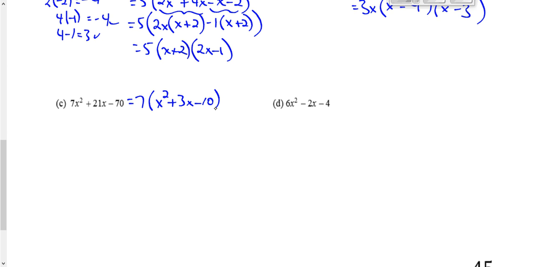Is that what you had, Hannah? Okay. Is this a simpler trinomial to factor, guys? Yeah. So it's 7, and what do we do? Yeah, get halfway done with it, right?